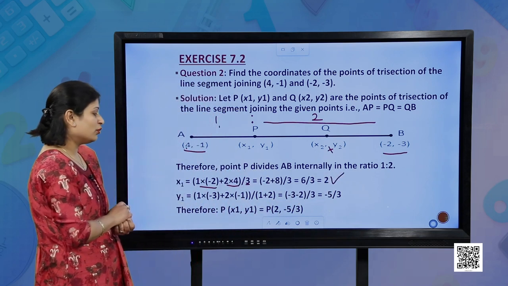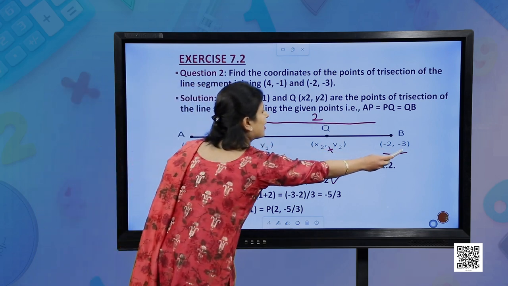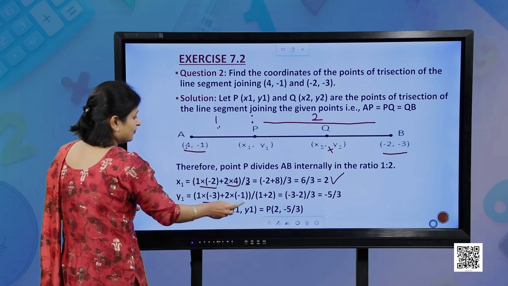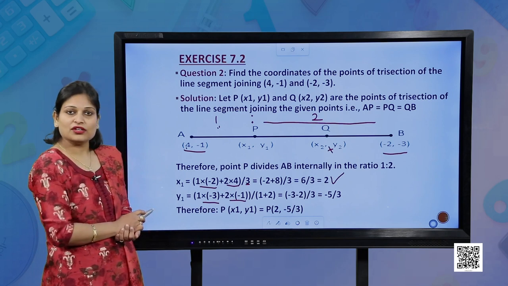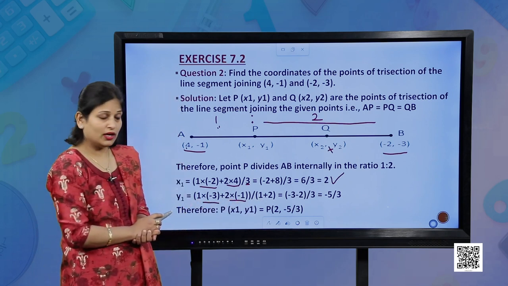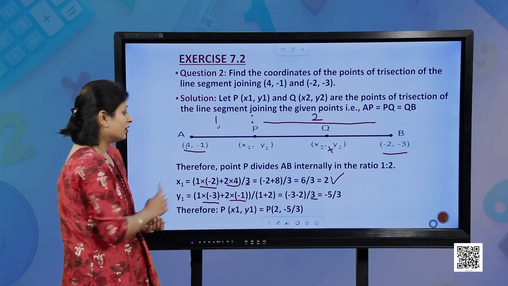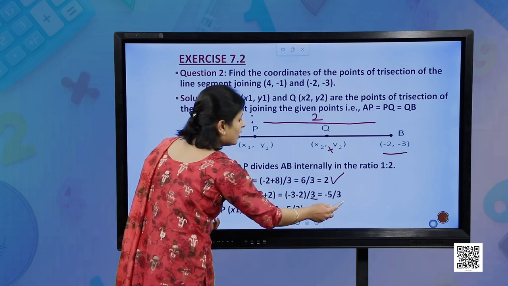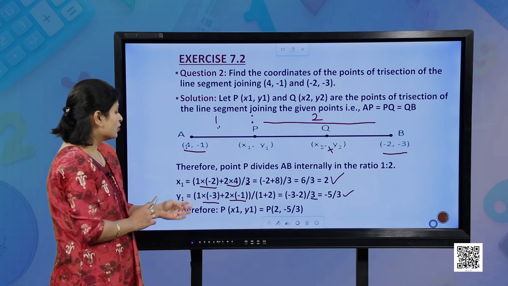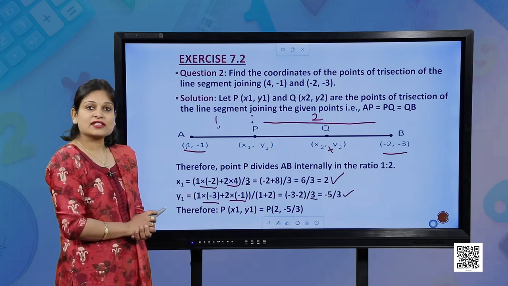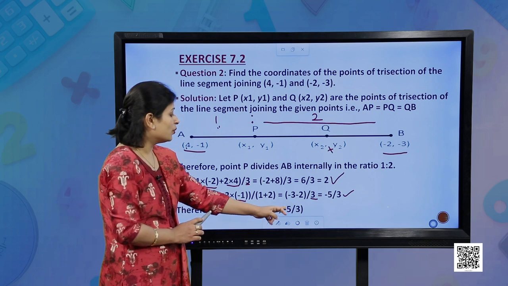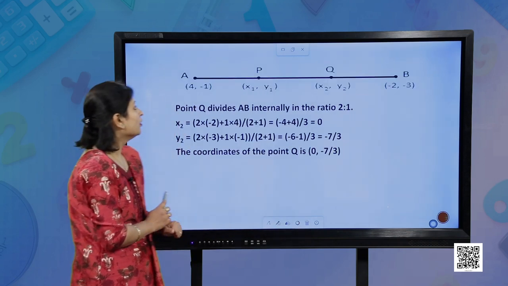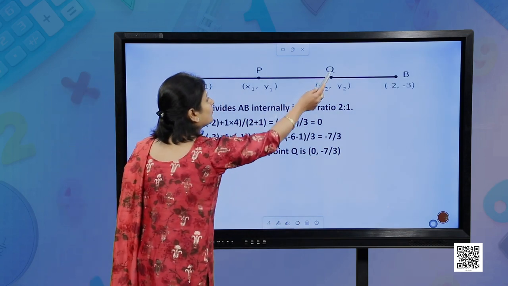For y1, what will you do? 1 into minus 3 plus 2 into minus 1 divided by the sum of the ratios, which is 1 plus 2, you will get 3 in the denominator. So, minus 3 minus 2 in the numerator, after solving, what will you get? Minus 5 by 3. So, the coordinates of point P, which is x1, y1, will be 2, minus 5 divided by 3.